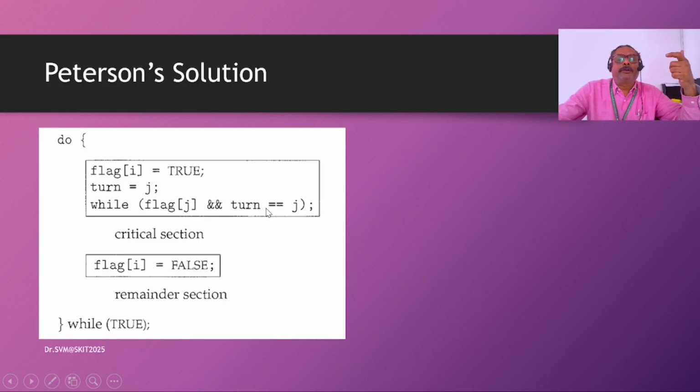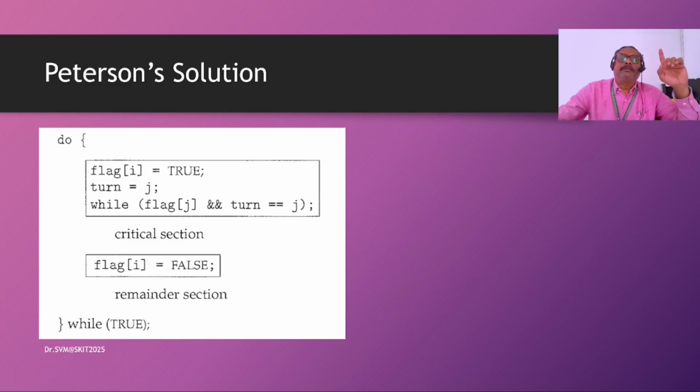It says that as long as this is true, keep running this. So while true, yes it is true, then again while true, yes true, again. As long as flag J is high and the turn is J, it will remain in this line, executing it again and again, which means process I has nothing to do except wait. It cannot enter the next line, which is the critical section. That is what it is trying to say.